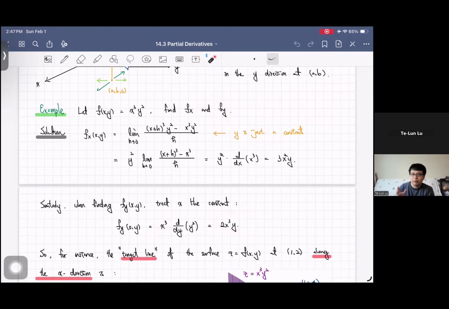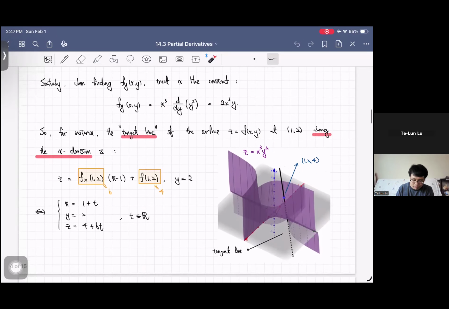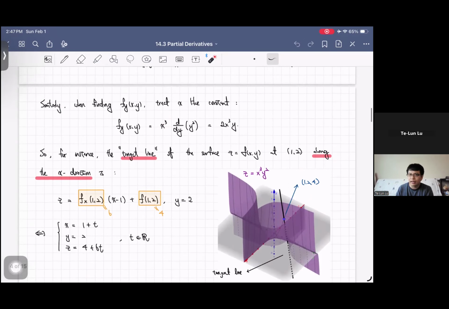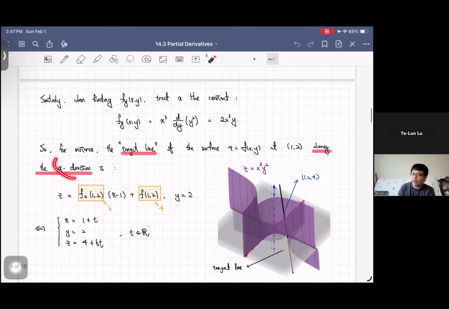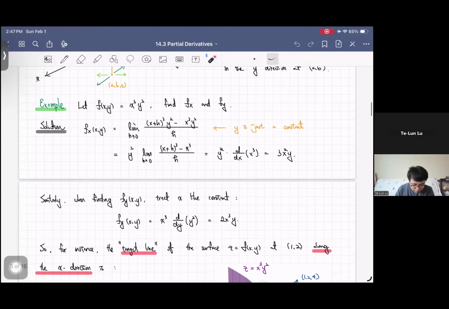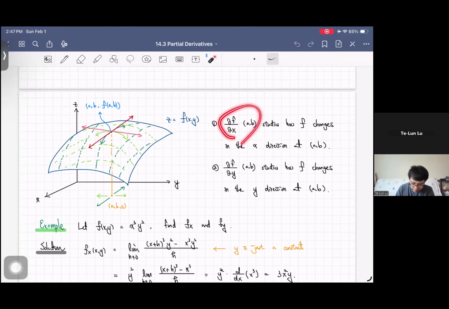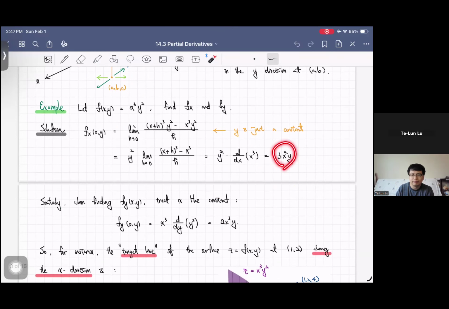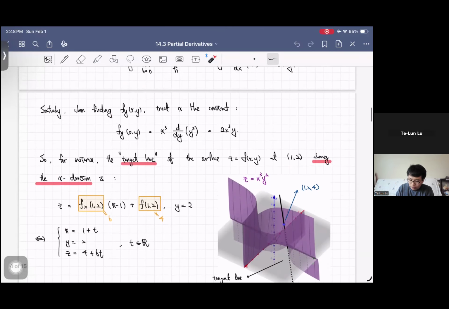So this is an important principle. While you're computing a partial differentiation, you simply do a single variable derivative when you're regarding any other variable to be a constant. So as we promised above, you can actually find the so-called tangent line at the point in some particular direction. In this case, let us find the x direction tangent line. So we know that along that line, you have a partial derivative of f being 3x squared y.